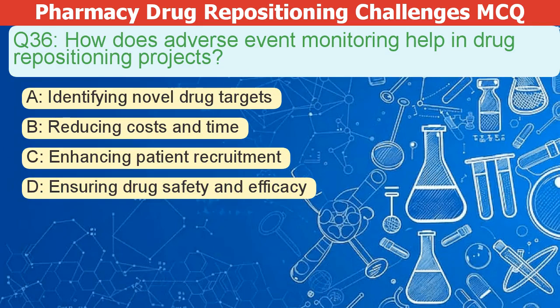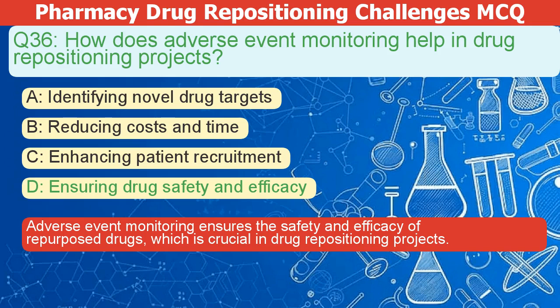How does adverse event monitoring help in drug repositioning projects? A. Identifying novel drug targets. B. Reducing costs and time. C. Enhancing patient recruitment. D. Ensuring drug safety and efficacy. The correct answer is D. Adverse event monitoring ensures the safety and efficacy of repurposed drugs. This is crucial in drug repositioning projects.